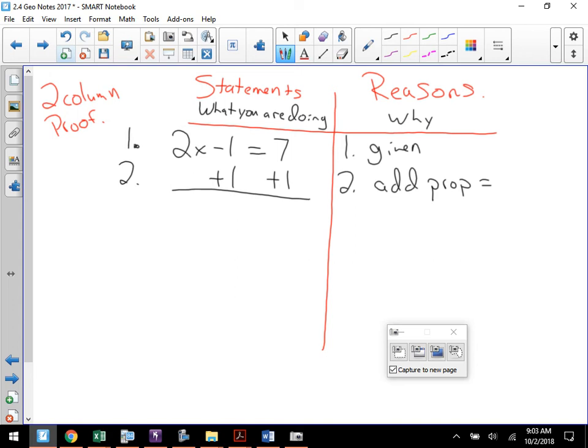After you do that, what's your next step? Perfect. I simplify it. I simplify this by, well, I get 2x equals what? 8. Every time you go through a step, after you add both sides, you simplify.